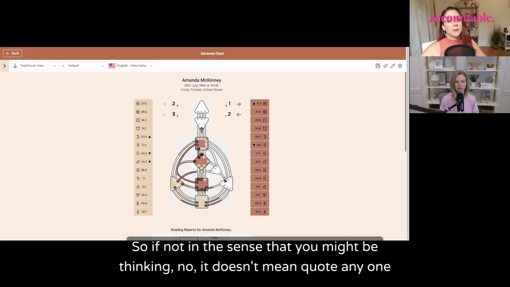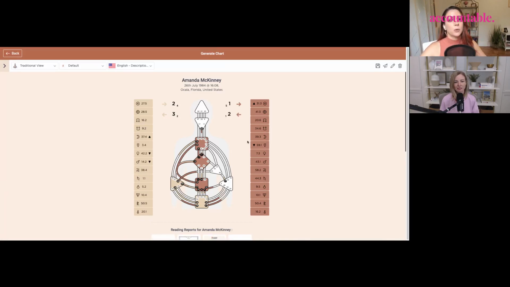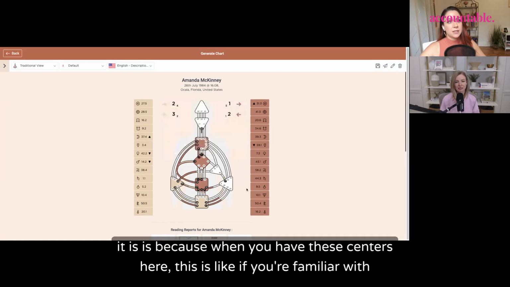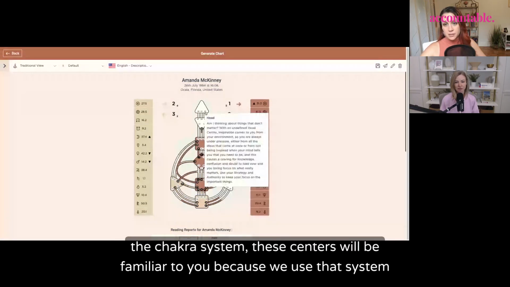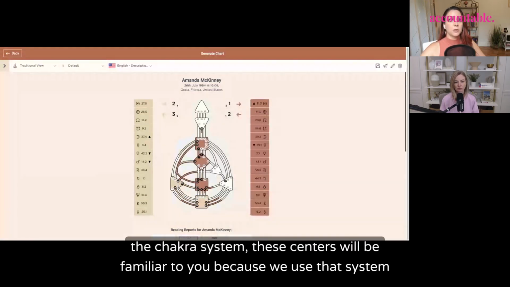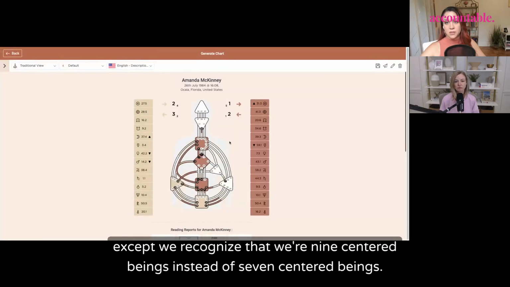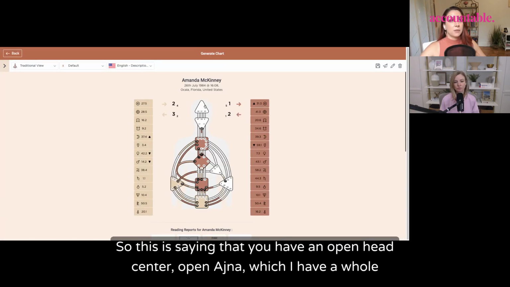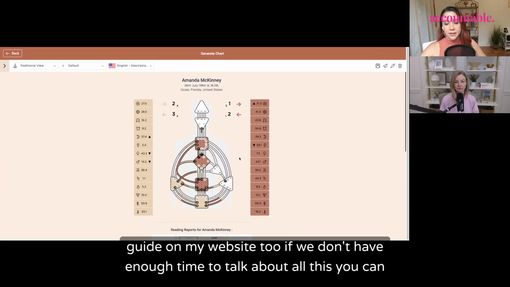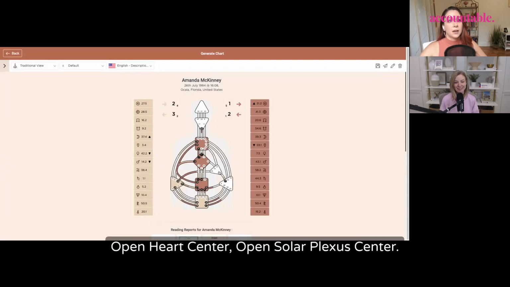Not in the sense that you might be thinking, it doesn't mean any one specific thing. What it is, when you have these centers here, if you're familiar with the chakra system, these centers will be familiar to you because we use that system, except we recognize that we're 9-centered beings instead of 7-centered beings. So this is saying that you have an open head center, open ajna, which I have a whole guide on my website too. If we don't have enough time to talk about all this, you can totally download it for free there. Open heart center, open solar plexus center.